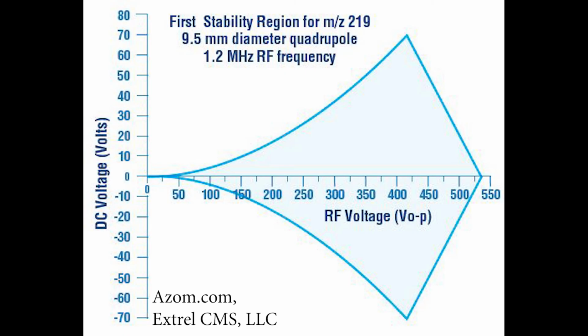Here we have one of those stability diagrams I was referring to. I did not calculate this. This was calculated by the good folks at Xcalibur. Now, this is for mass to charge 219. This is a stability plot for mass to charge 219. This also supposes that you have a 9.5 millimeter diameter quadrupole. That's the spacing between the poles. That's pretty common spacing. And a 1.2 megahertz RF frequency.